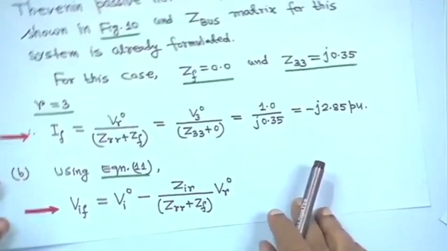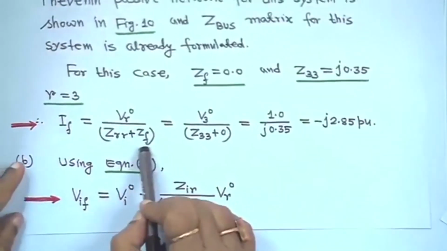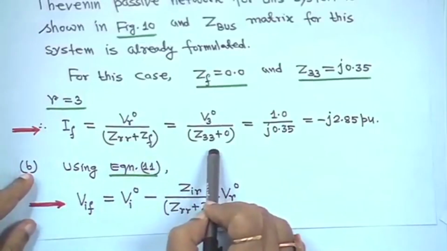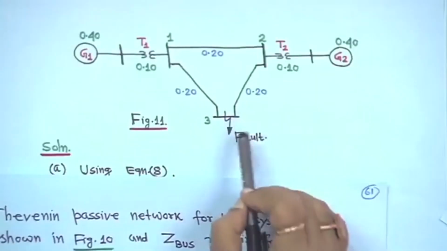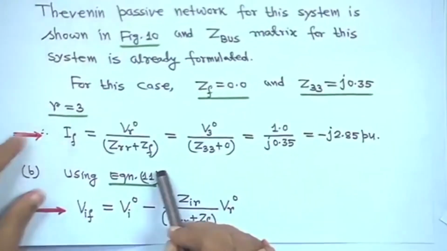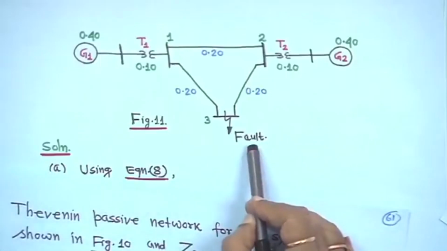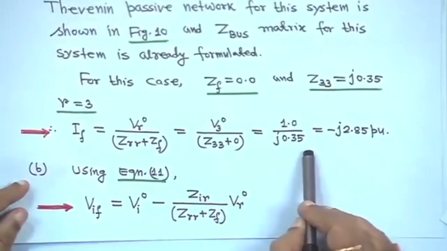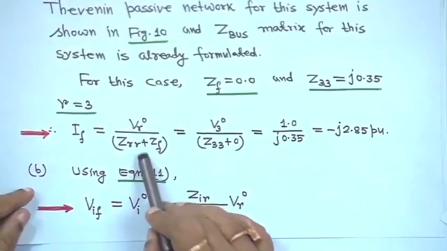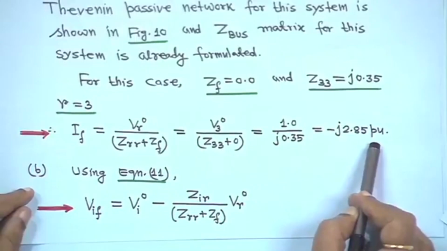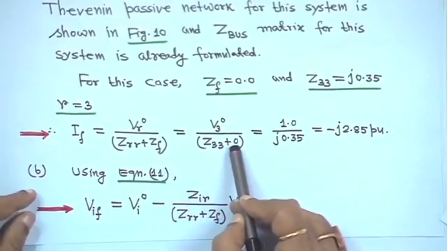So, now IF is equal to VR0 upon ZRR plus ZF. This Z33, actually the faulted bus is bus 3. So, it is your Z33 and ZF is the fault impedance; it is a solid fault, so ZF is 0. So, IF is 1 upon j0.35, that is your Z33, that is minus j2.85 per unit. This Z matrix we are using from that previous example.